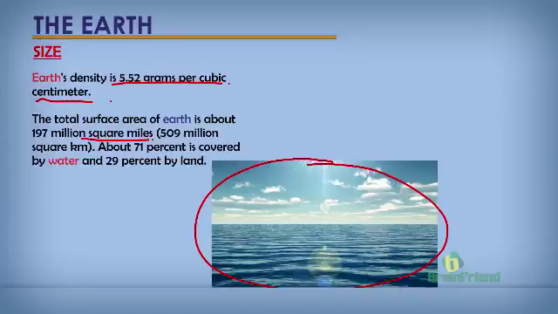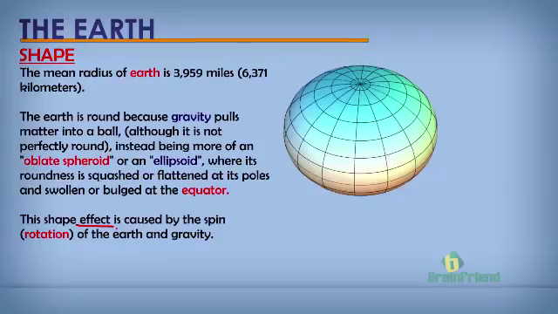So the Earth is mostly made up of water, while 29% contains the land that you and I can walk upon. The mean radius of the Earth is 3,959 miles. In kilometers, that would be 6,371 kilometers. The Earth is round because gravity pulls matter into a ball. Although it is not perfectly round, the Earth is said to be an oblate spheroid or ellipsoid. The roundness of the Earth is squashed in or flattened at its poles.